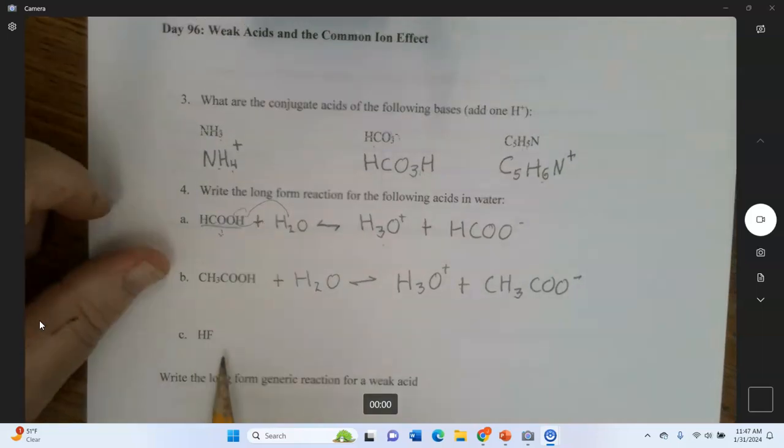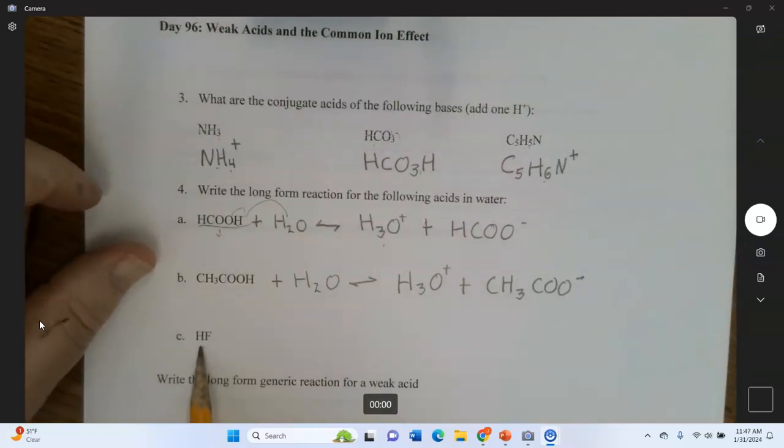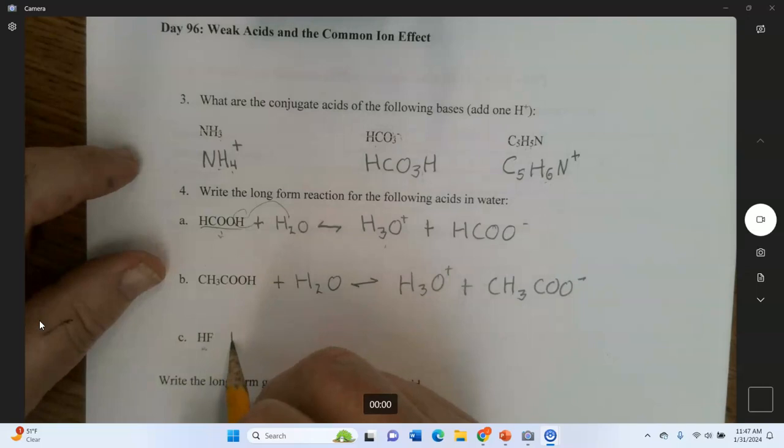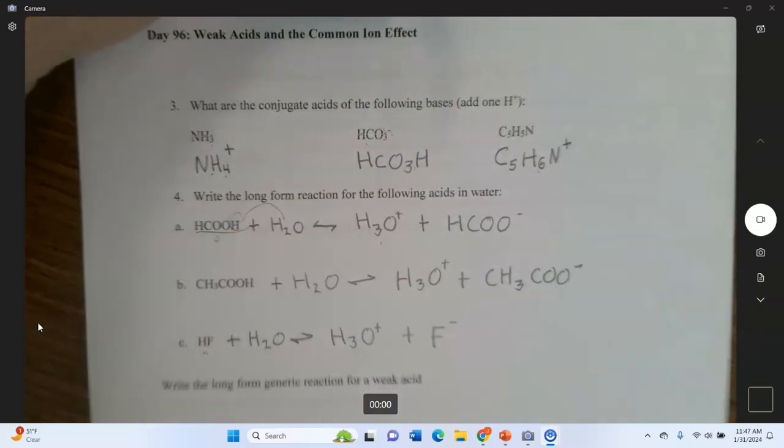And then finally, hydrofluoric acid. It looks like some of the strong acids, like hydrochloric or hydrobromic or hydroiodic. Those are all strong. This is a weak acid, however. We'll talk about that at a later time. That's the long form of each of those.